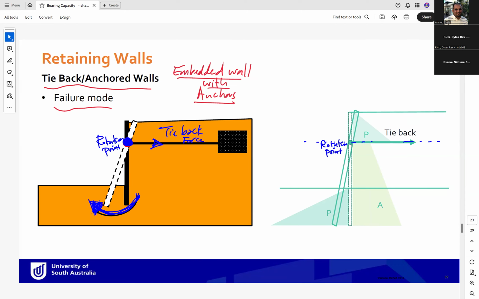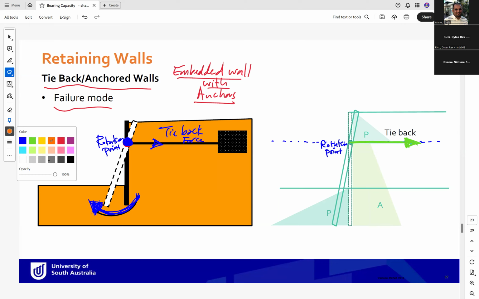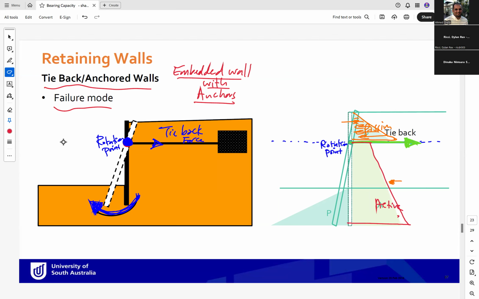So again, we have just to explain the active and the passive pressure case now here. So this is our rotation point. Here in this direction, and in this case of the tie back, we have the force on the tie back here, in this direction. So for the right hand side soil, here the wall moved towards the soil, so the pressure will be passive. So we have passive pressure on the wall here. And under the rotation point, the soil moved towards the wall, so we have active pressure in the bottom part here.